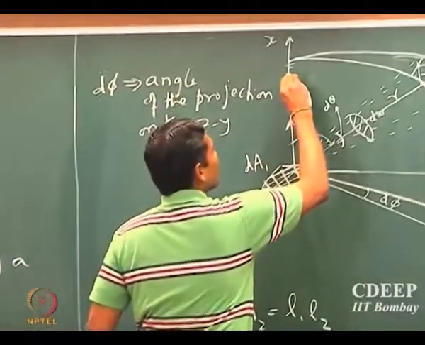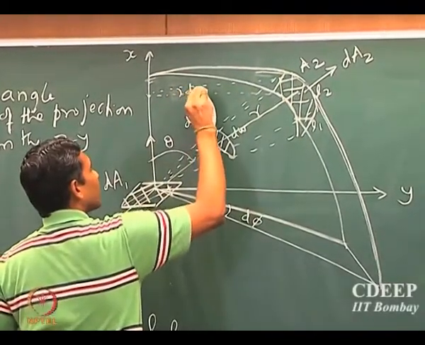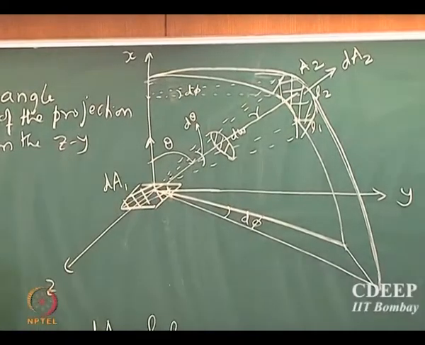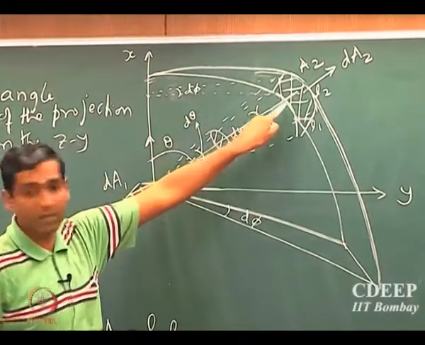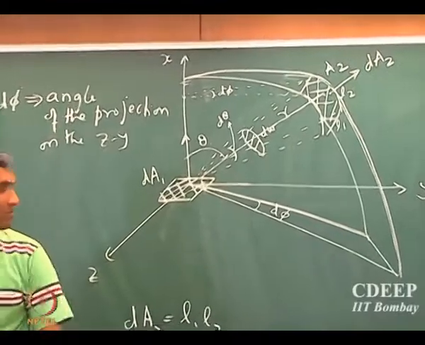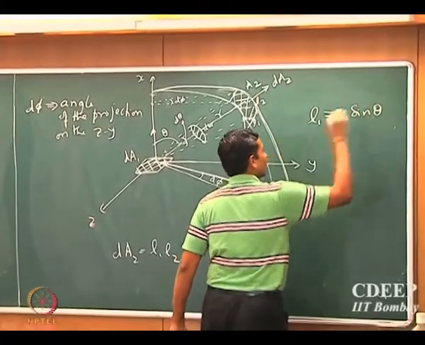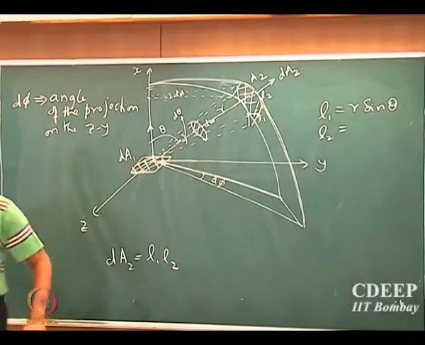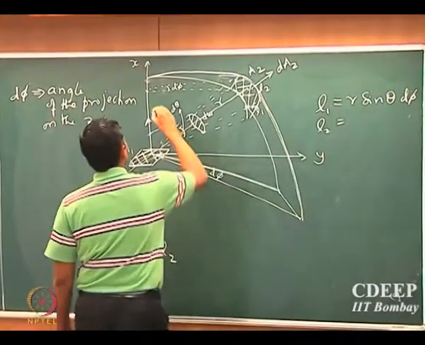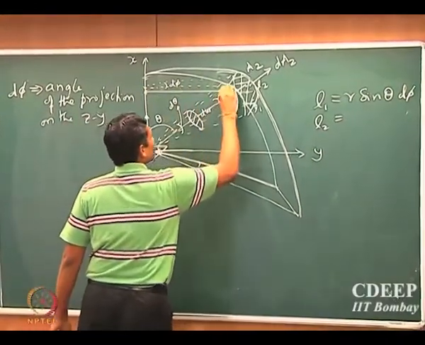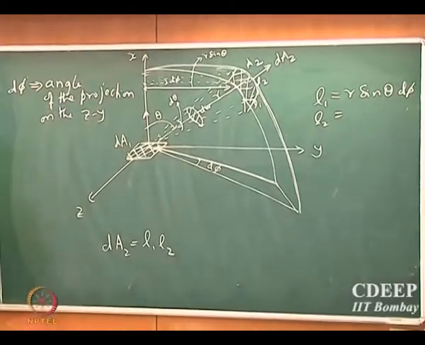Okay, so I'll help you. Supposing this angle is d phi. What is this side? What is that distance? So this is r. What is this distance? R sin theta, okay. So this length is r sin theta, and therefore L1 is r sin theta d phi.